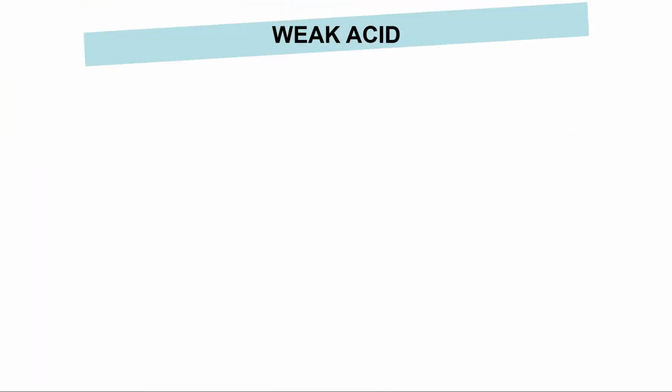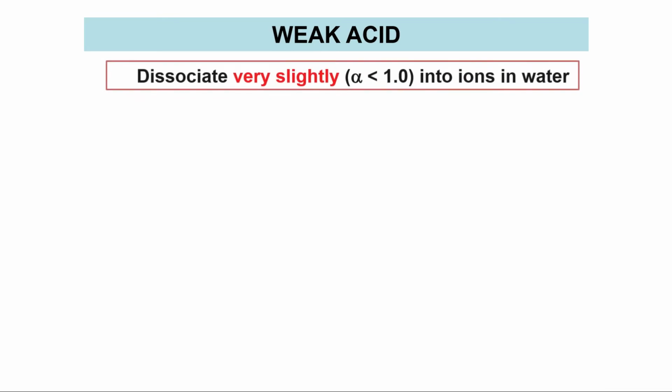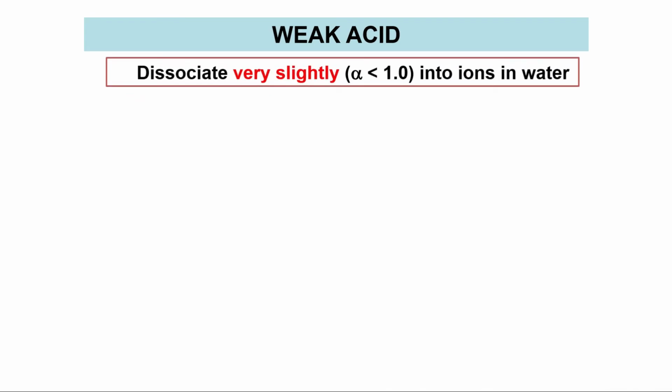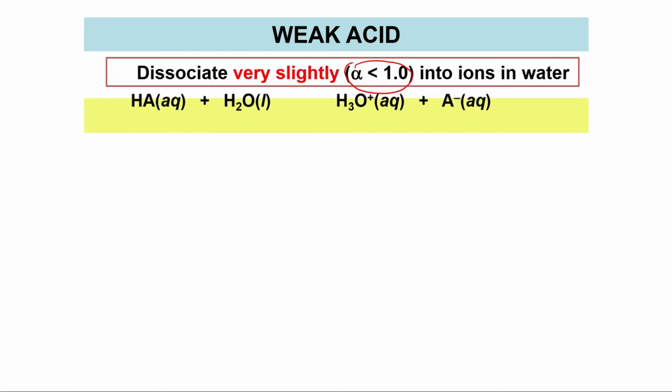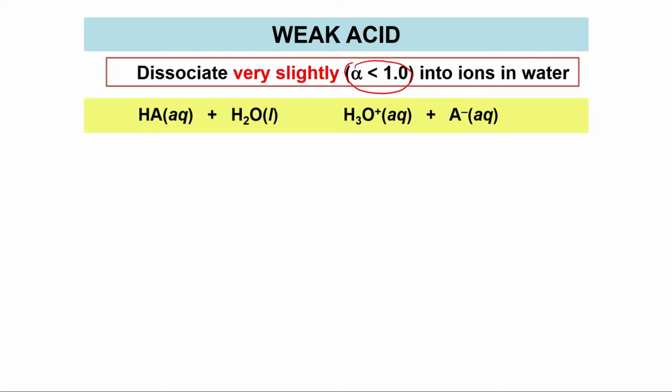Next, weak acid. Weak acid dissociates very slightly into ions in water. Therefore, the alpha value is going to be less than 1. So how to write down the dissociation equation for a weak acid? Let's say we have HA here. This is an example of a weak acid. When reacting with water, it's going to dissociate into its ions.